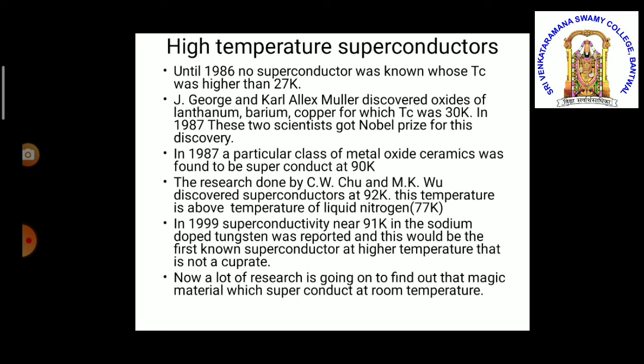In 1987, a particular class of metal oxide ceramics was found to be superconductor at 90 Kelvin. The research done by C.W. Chu and M.K. Wu discovered superconductors at 92 Kelvin. This temperature is above the temperature of liquid nitrogen, that is 77 Kelvin. In 1999, superconductivity near 91 Kelvin in sodium doped tungsten oxide was reported, and this would be the first known higher temperature superconductor that is not a cuprate. Now, a lot of research is going on to find that magic material which becomes superconductor at room temperature.